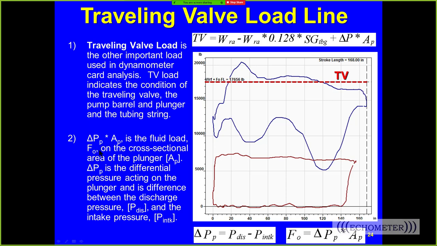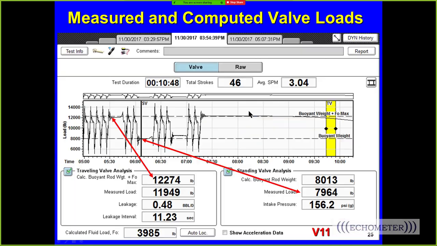So this is the two equations here. This is the height of the pump compared to fluid load, based on the differential pressure acting across the pump. And we take our weight of rods and air, minus the buoyancy, plus our fluid load, and that's this reference little line right here, the traveling valve load.